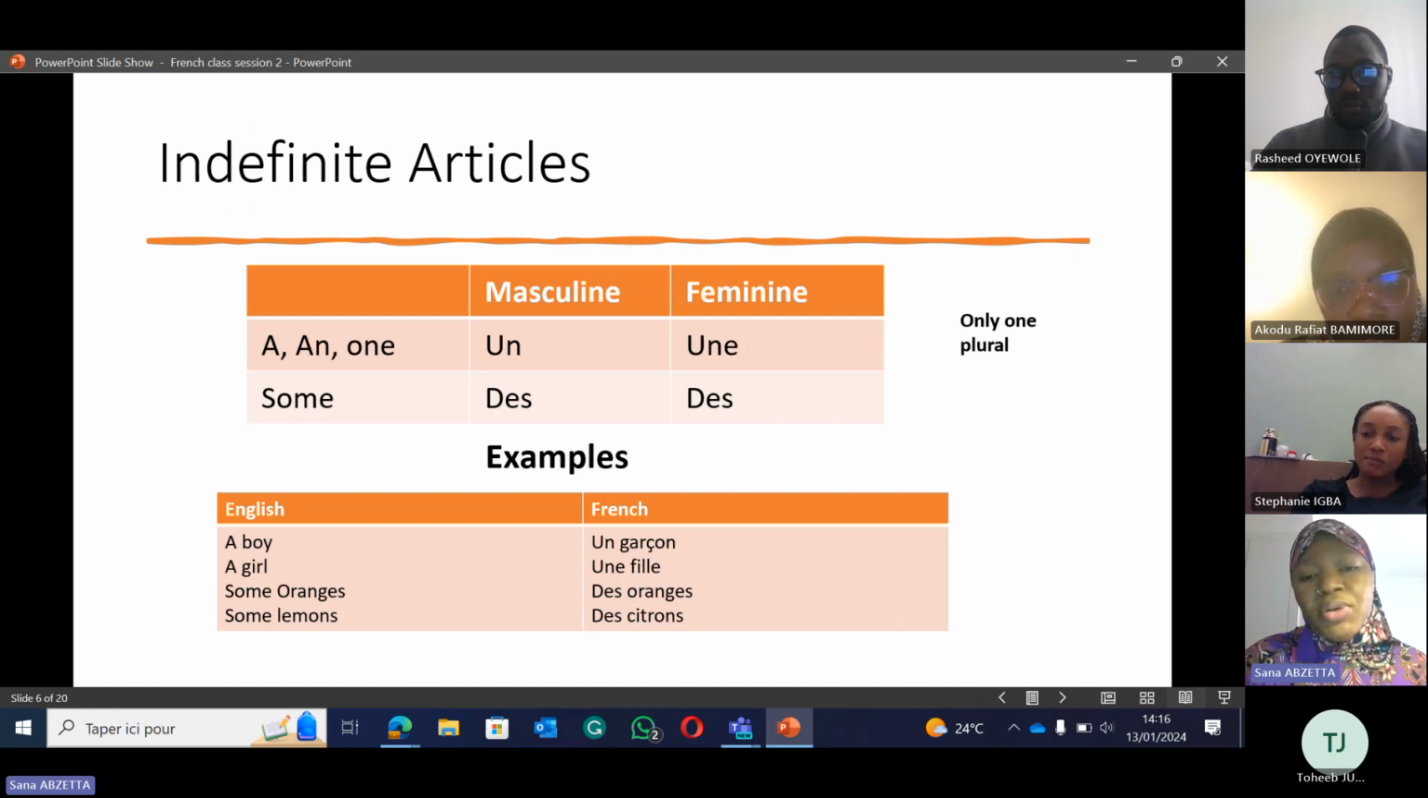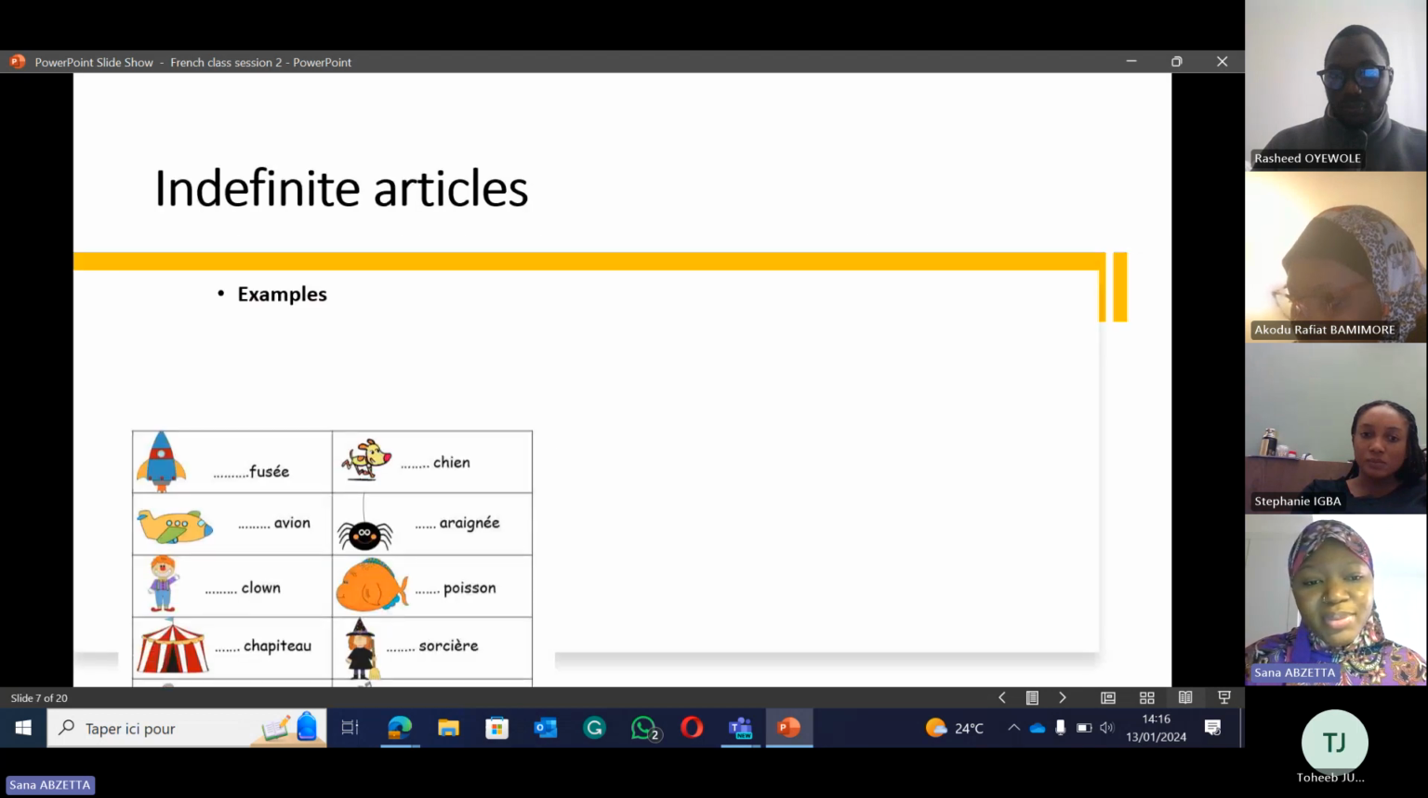You have to know the gender. If it's masculine, you use un. If it's feminine, you use une. It's just the e that you add at the end. To get you more familiar with it, we'll just do some small examples for you to know.